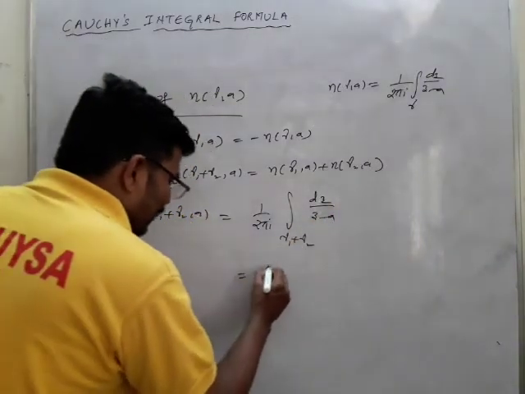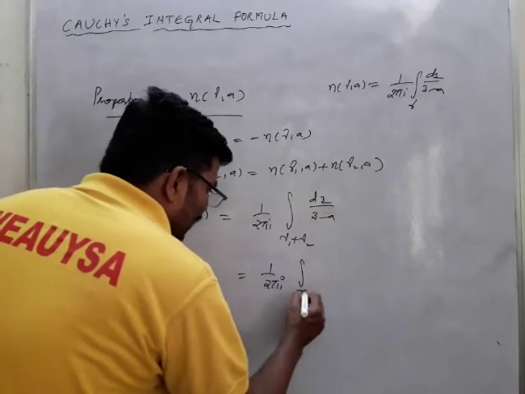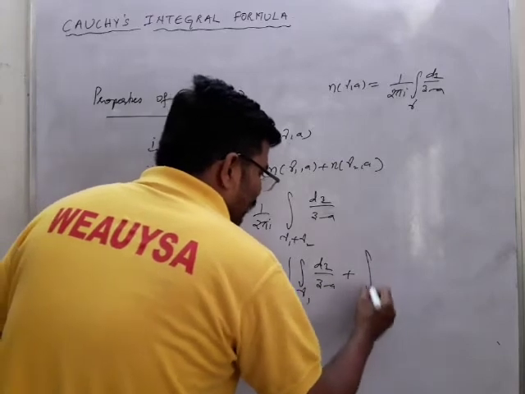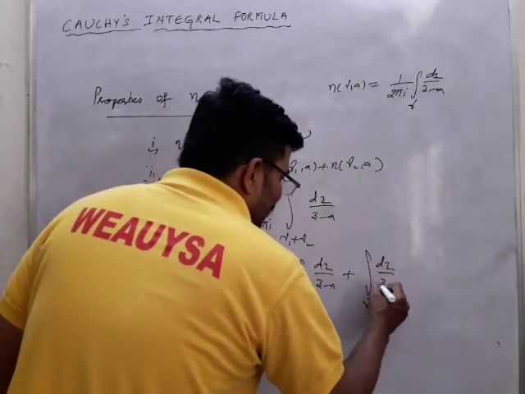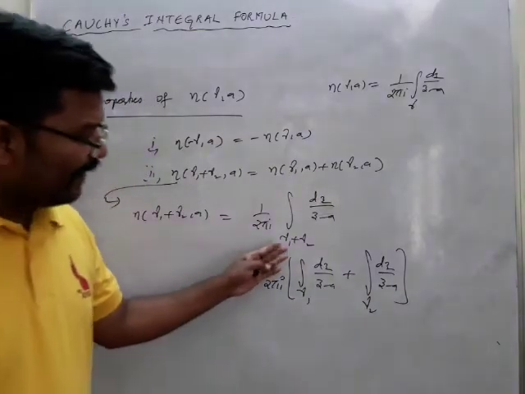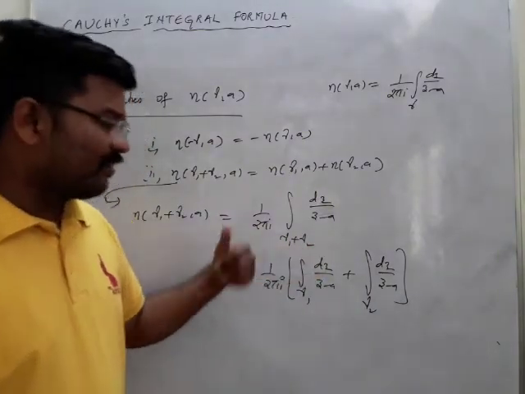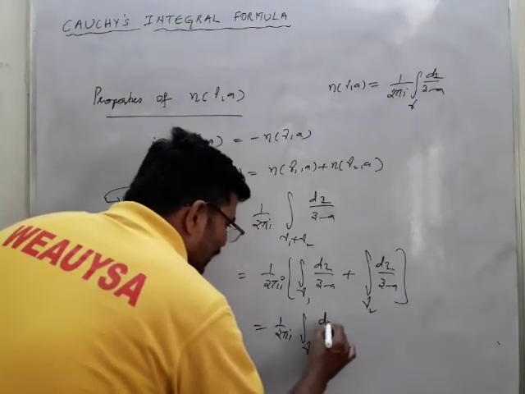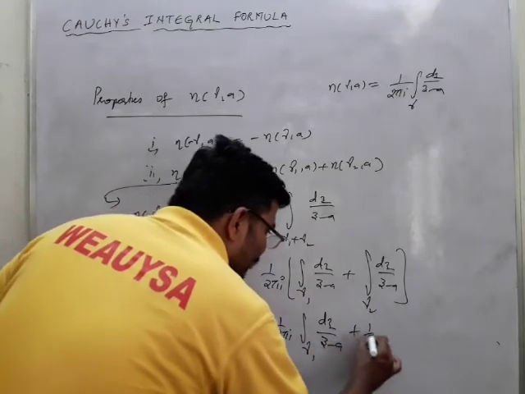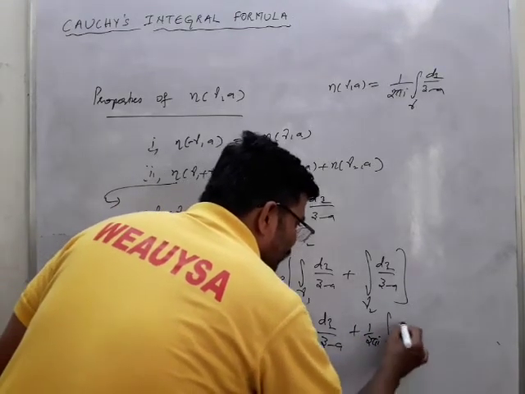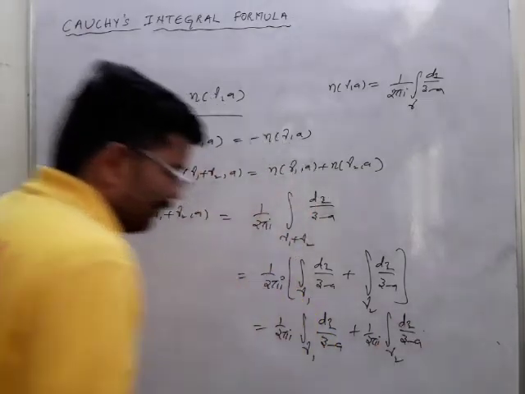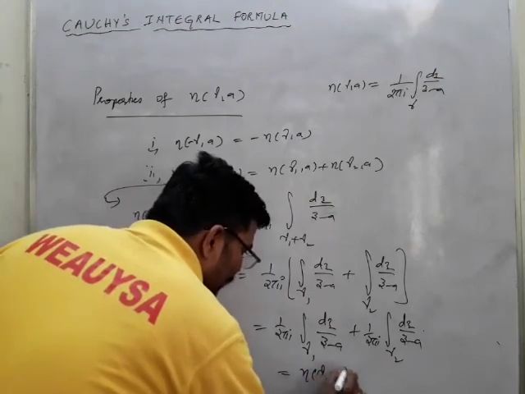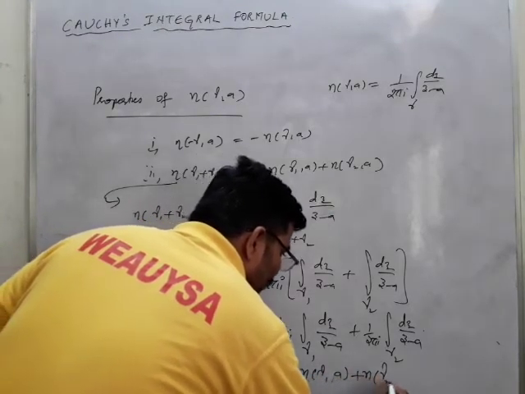So if I write like this, I can write 1 by 2 pi i times integral gamma 1 dz by z minus a plus integral gamma 2 dz by z minus a. I have just divided it into two parts, gamma 1 plus gamma 2, according to the theorem. So I may write it as 1 by 2 pi i integral gamma 1 dz by z minus a plus 1 by 2 pi i integral gamma 2 dz by z minus a. Now what is this? This is n of gamma 1 comma a plus n of gamma 2 comma a.